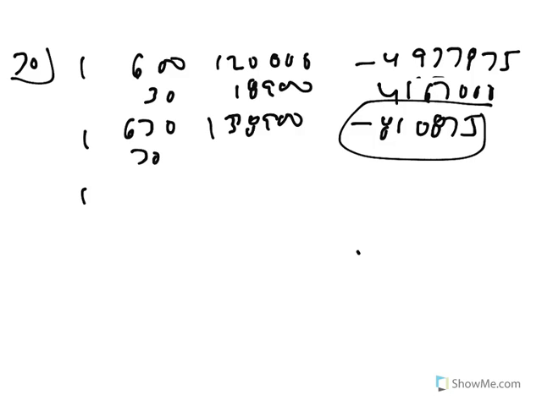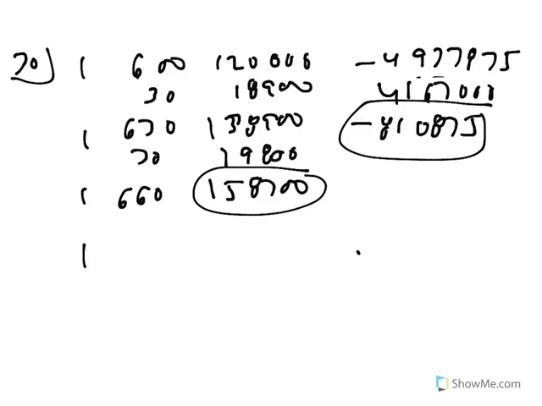Now again, we bring down this one. 30 times 1 is 30. 630 plus 30 is 660. 660 times 30 is 19,800. Add that to the 138,900 from before to get 158,700. Circle that. Again, 30 times 1 is 30. This becomes 690. Circle that.